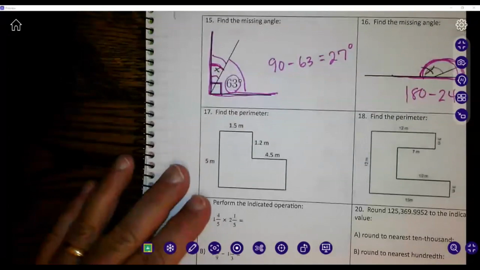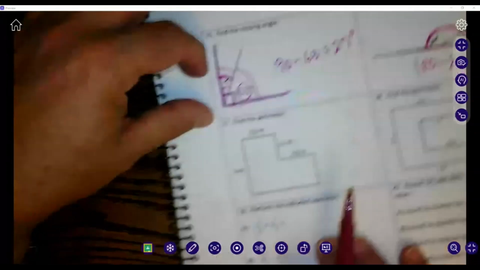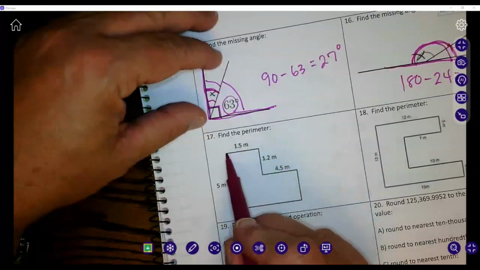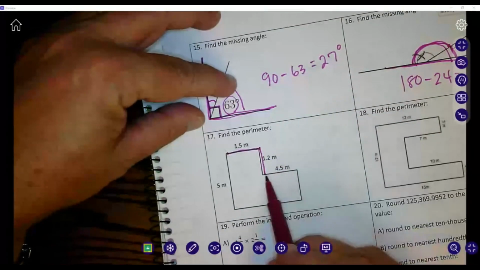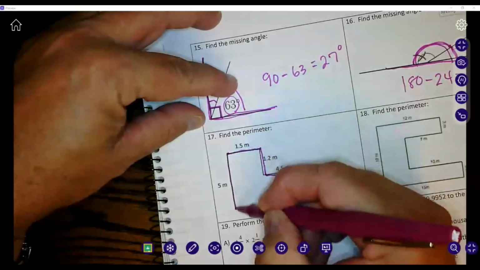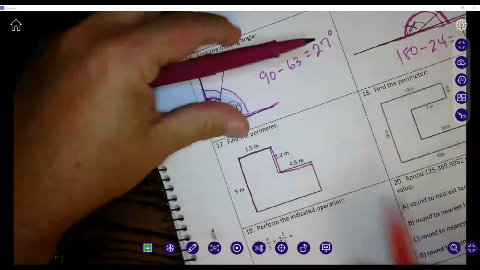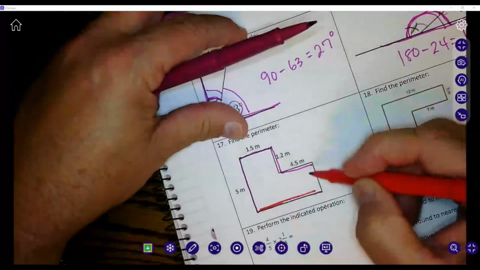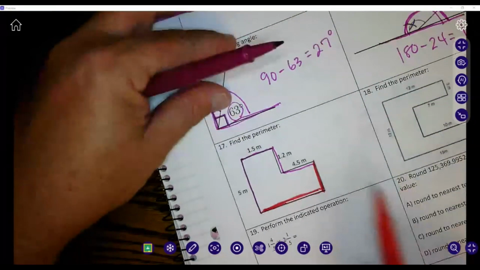Okay. Look at number 17, finding the perimeter. So we need to know the lengths of the sides. There was one similar to this that Math with Mr. J had. We know this side, we know this side, we know this side, and we know this side. We do not know, just because it's not drawn on the image, not labeled, this side is missing and this side is missing. So what we have to do is use the information that we know.